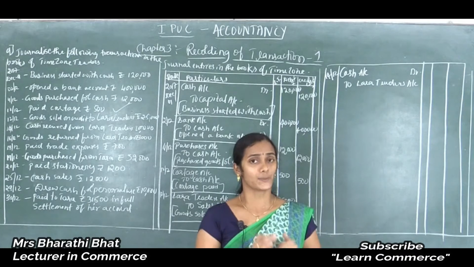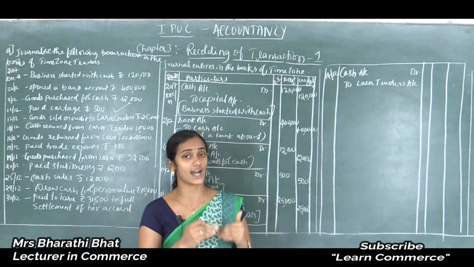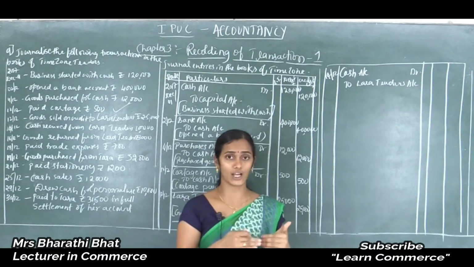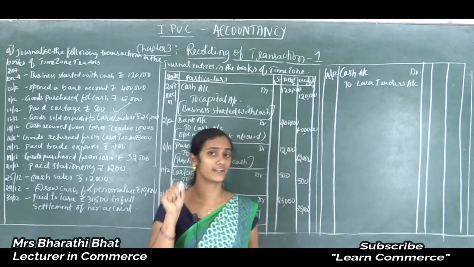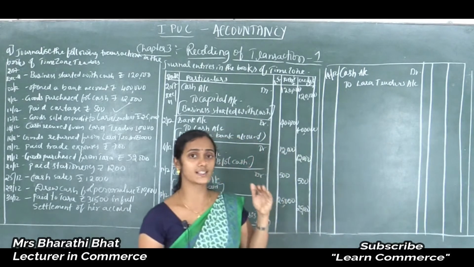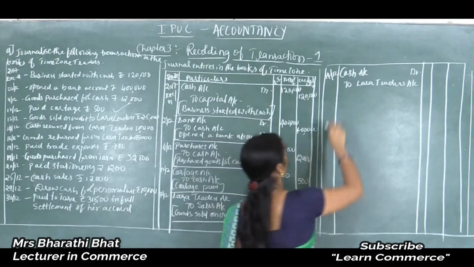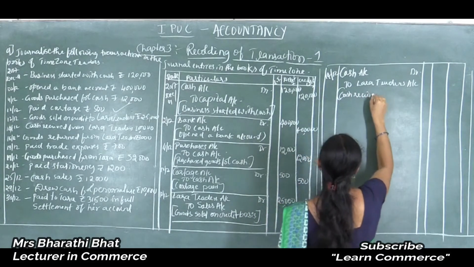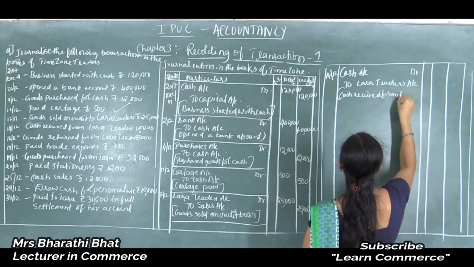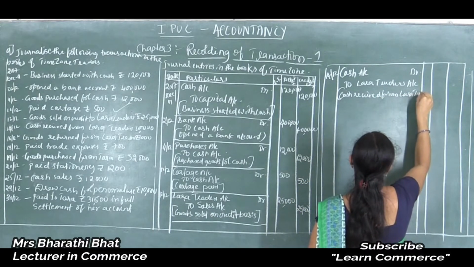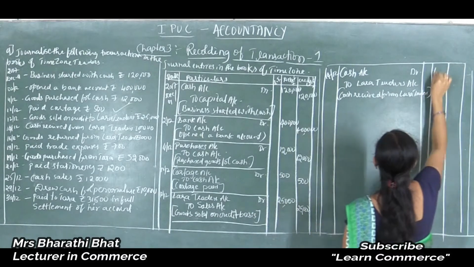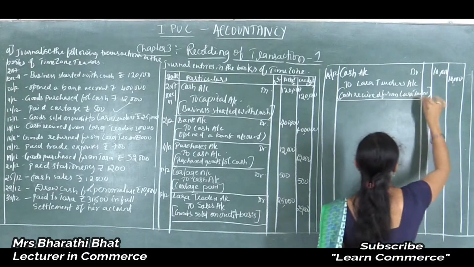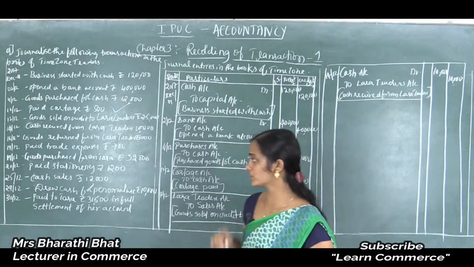But the 25,000 worth of asset is now reduced to 15,000, which means 10,000 is reduced from 25,000. So a decrease in asset is always to be credited. So cash received from Lara Traders. What is the amount? 10,000. Clear? Move to the next one.